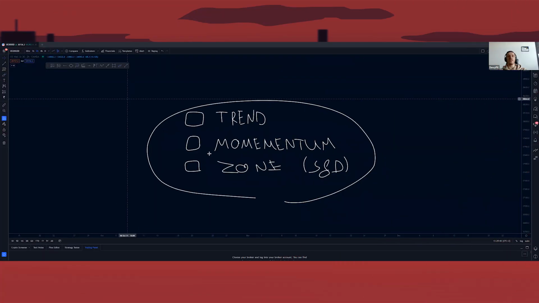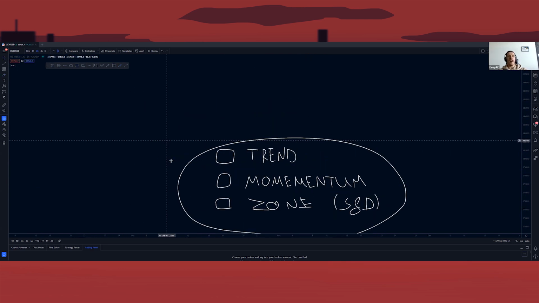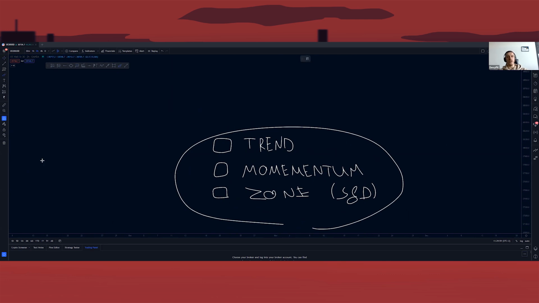Okay, 3 things we can master is trend, momentum, and zones. I use particularly supply and demand. So every time I look to take a trade, I always follow the trend. So for example, is the price moving up or moving down? So basically, if we have this type of price action, I will only be looking for long positions. I will never be looking for short positions until something like this happens and the price reverses. But in this price action, I only look for long positions.